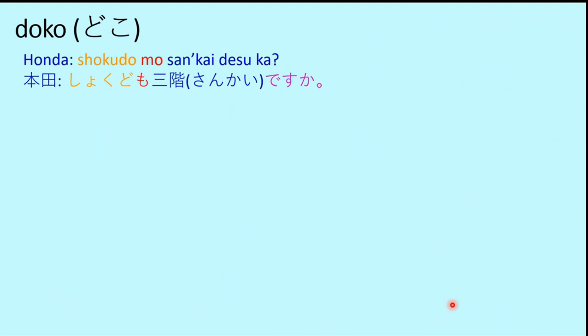Now Honda-san again asks another question. Shokudo mo sankai desu ka? Mo is a particle which, if you remember, is used to represent also, or as well. Shokudo means restaurant, not a very formal restaurant but a casual one, or we can say the cafeteria. So shokudo mo sankai desu ka means, is the cafeteria also on the third floor?